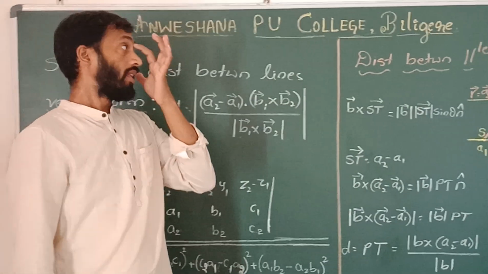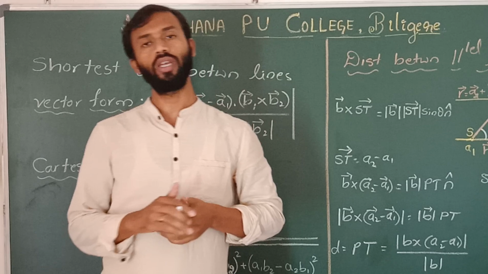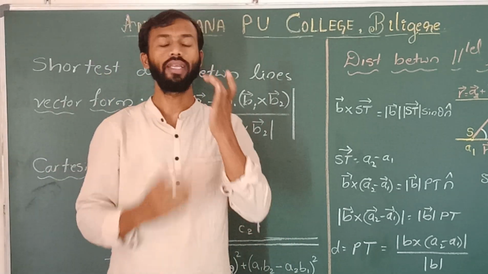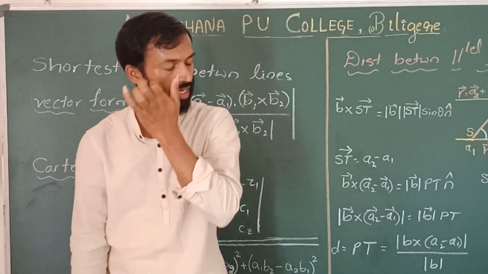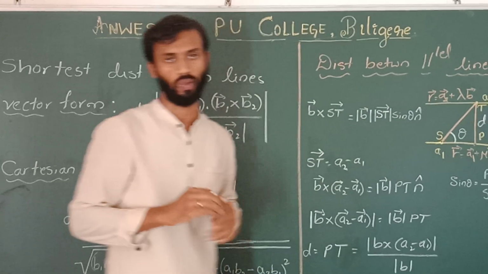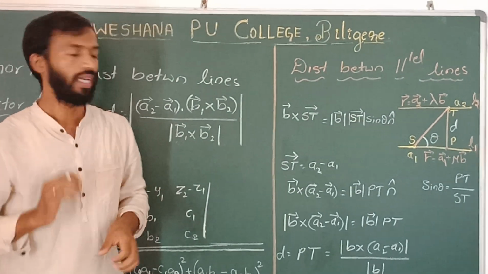Now, next very important thing. We have discussed the distance between two skew lines, meaning lines which are neither parallel nor intersecting each other, correct? Then what is the distance between two lines when the two lines are parallel to each other?